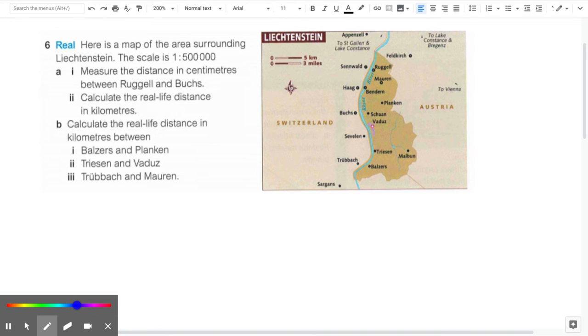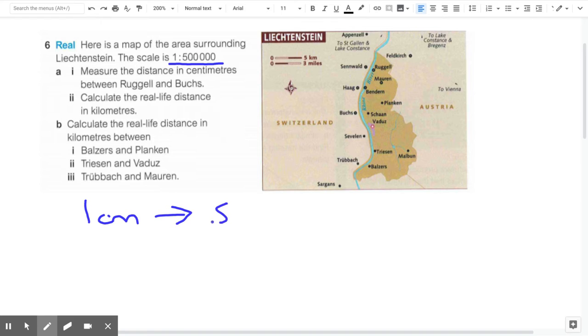Okay, so I'll take you through question 6. This is a scale factor question, and it tells you that the scale factor on the map is 1 to 500,000. Now, what that means is, if you were to measure a line on the map and it was 1 centimetre long, that would suggest that in real life that was 500,000 centimetres, because of the ratio according to the scale.